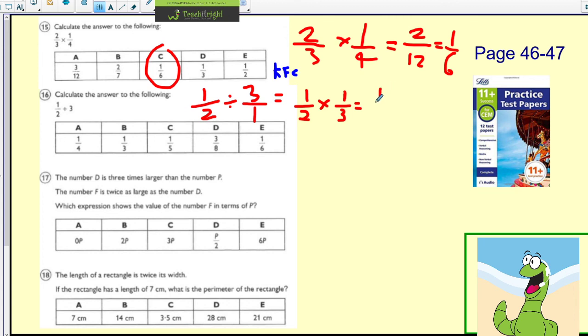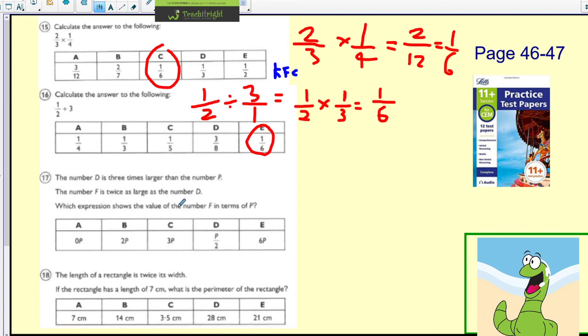So 1 times 1 is 1, and 2 times 3 is 6. So a half divided by 3 is a 1/6. But that's the method for doing it. And if you might not have seen this before, in which case you might have to go away and do a little bit of practice, but this is the rule that's definitely worth learning. So for both multiplication and division of fractions, you end up multiplying either way. It's just you have to do the KFC, the keep, flip, change first.